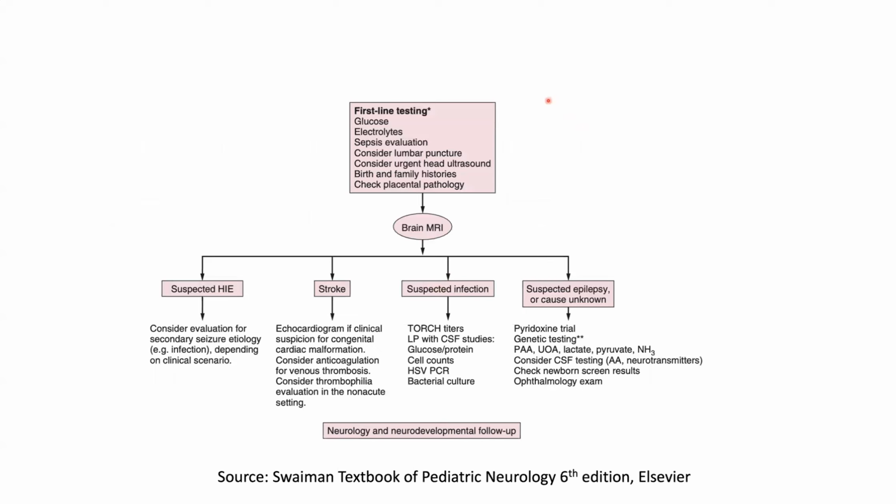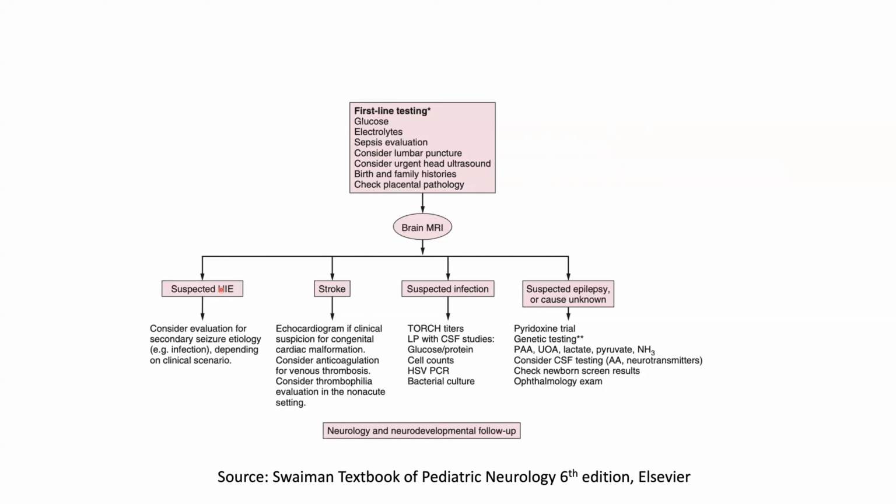So this is what Swaiman's textbook of pediatric neurology suggests. First line testing, you do all this, which I've mentioned already, right? And you always go back to the family and ask for history of neonatal seizures. If the cause is not evident, or you need to confirm a pathology which you suspect based on initial testing, go for a brain MRI. If you find your cause, then your diagnostic pathway stops there.